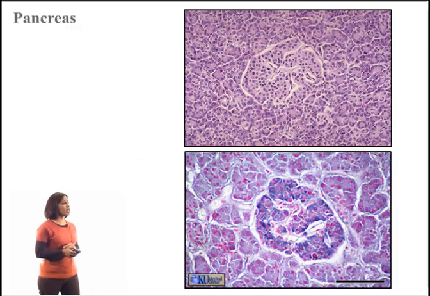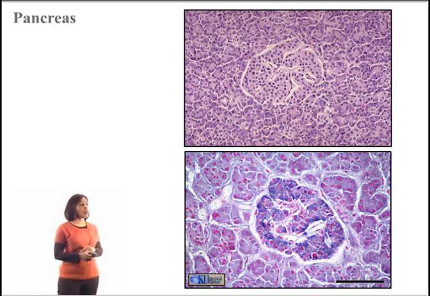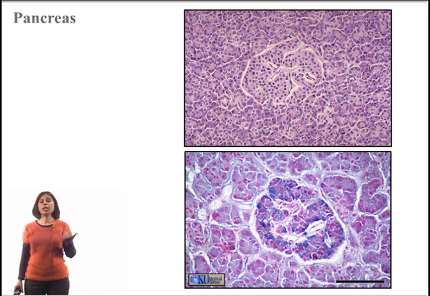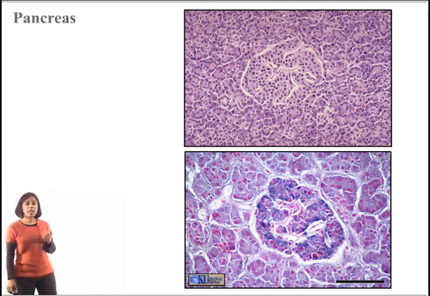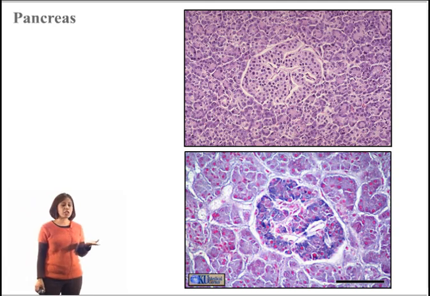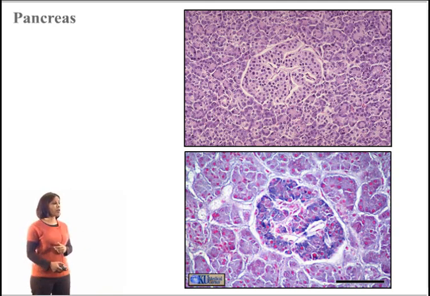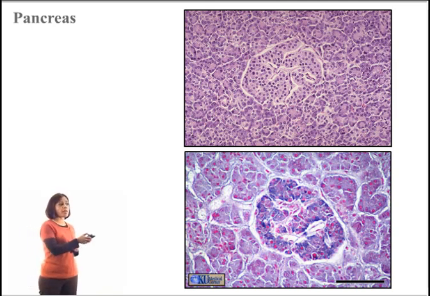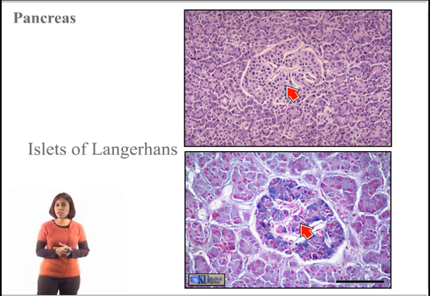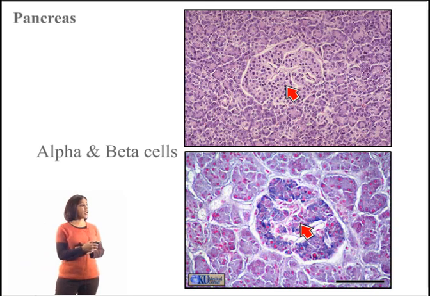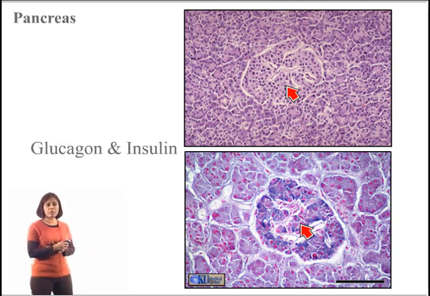Let's move on to the next slide, which is that of the pancreas. Now the pancreas has both an exocrine and an endocrine portion to it. The exocrine portion is concerned with digestion, so we won't be discussing that now. We'll only look at the endocrine portion, and in the endocrine portion you notice these circumscribed areas which are known as the islets of Langerhans, and these contain your alpha and beta cells which produce glucagon and insulin.